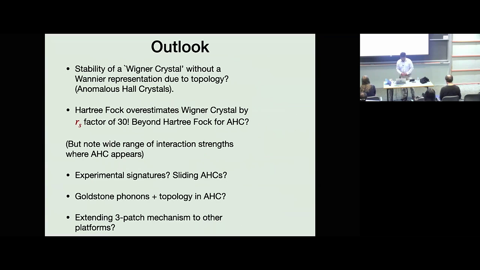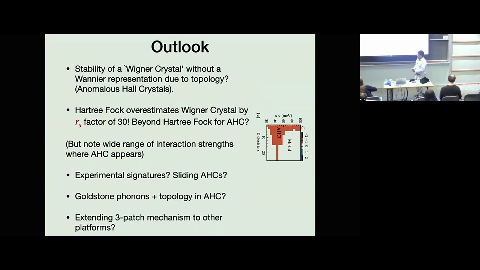Okay, so let me conclude. One of the interesting questions that arises beyond Hartree-Fock: how do you think about anomalous Hall crystals? You don't have this classical limit that you can go back to. We know Hartree-Fock overestimates Wigner crystals. In fact, for the conventional Wigner crystal, the rs value is numerically found to be 30. In Hartree-Fock, it's like 1 or 2. So it overestimates the range of stability. How do you do that for the anomalous Hall crystal? Could it be we're also overestimating it over here?